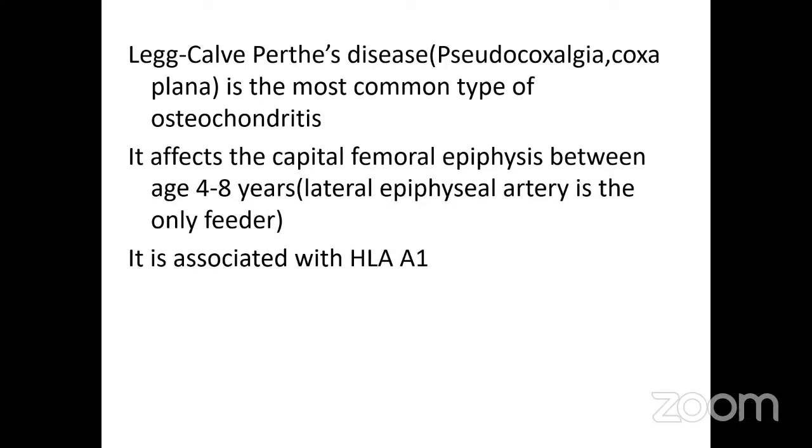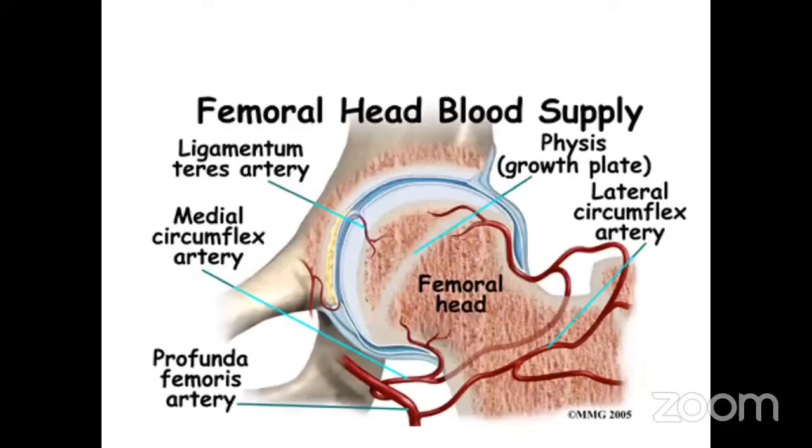That means the incidence of Perthes disease is very low among blacks. The reason is the early appearance of the medial epiphyseal artery, or otherwise called the artery of the ligamentum teres. Of course, there is an association with the human leukocyte antigen, the HLA, also for Perthes disease, and it is actually HLA-A1. So this is in short about the blood supply of the femoral head, the capital epiphysis.